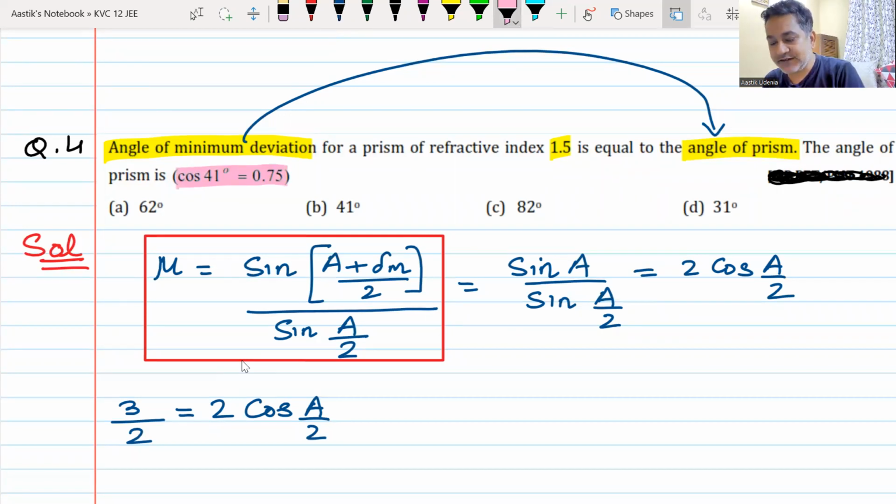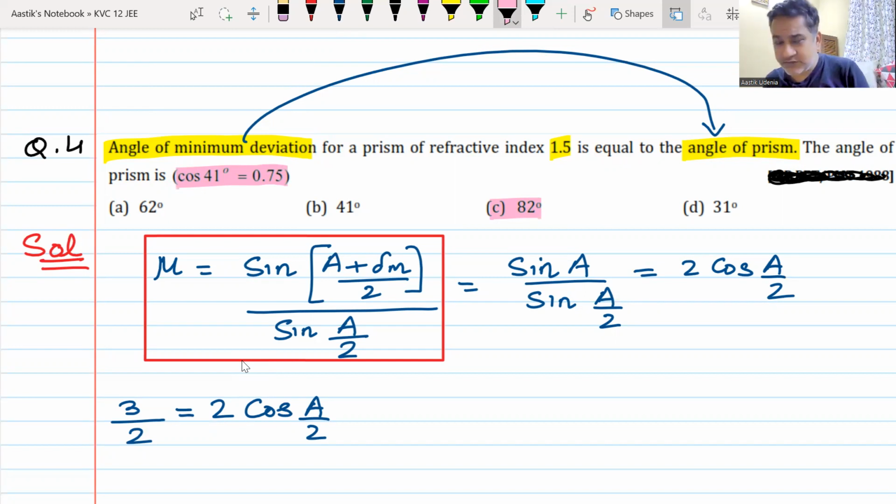Cos 41 degrees is given as 0.75. So your angle A by 2 becomes 41 degrees. So your angle of prism becomes 82 degrees. Do we understand this? Normally, nowadays, this is a question taken from previous year JEEs.